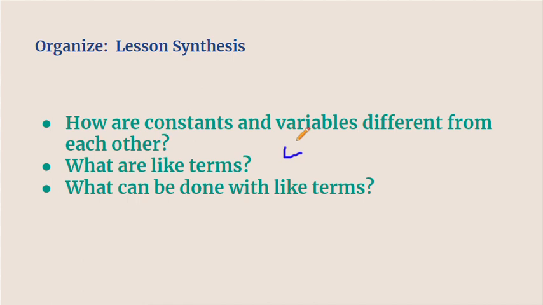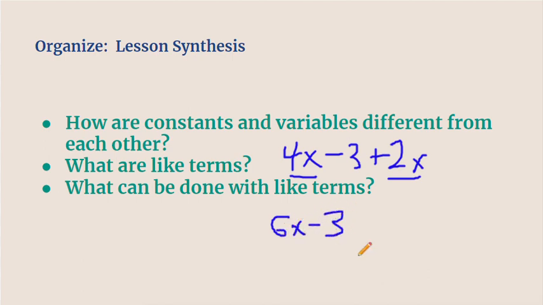So if I have 4x minus 3 plus 2x, the 4x and the 2x are like terms because they have the same variable. So what can I do with those? Well, if they have like terms, I can put them together. Since this says 4x and this says add 2x, I can actually put those together and make 6x minus 3.